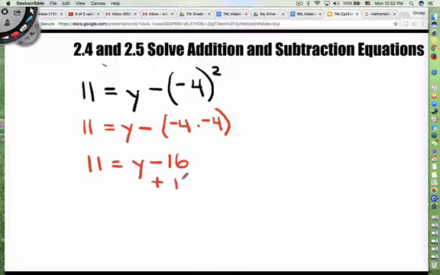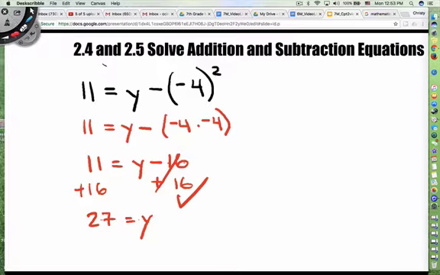And so then we have to isolate the variable, cancel, add 16, add 16. We get 27 is equal to y. And so the question is, we can plug it in here. We could plug it in up here too, but since we didn't do much other than simplify this, we can go ahead and plug it into this. 11 equals 27 minus 16, and yes, indeed, that does check out.